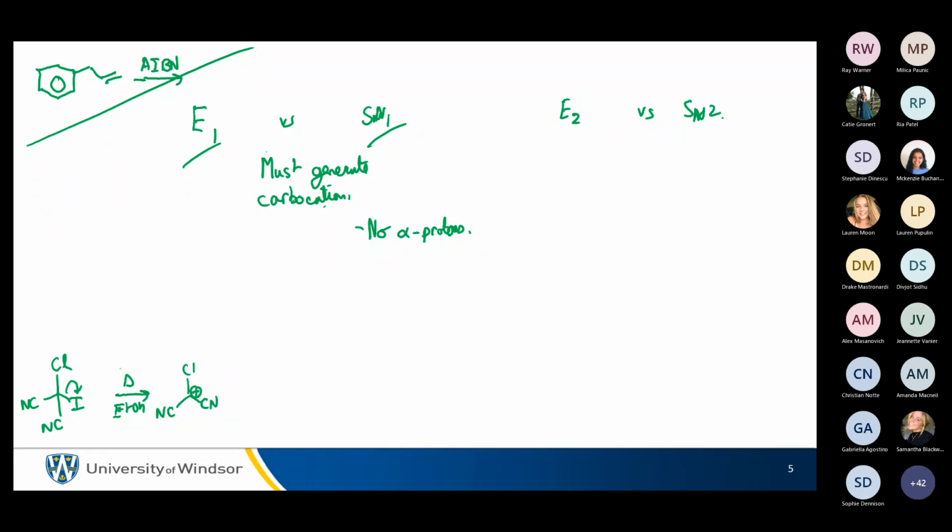There are no protons alpha to that carbon. So you can't do an elimination. It's not possible. There's no possible hydrogen to remove, and elimination is impossible. I don't know how many ways to say that. So if there are no alpha protons, you're definitely going to do an Sn1. How often does that happen? Not often. That is really rare.